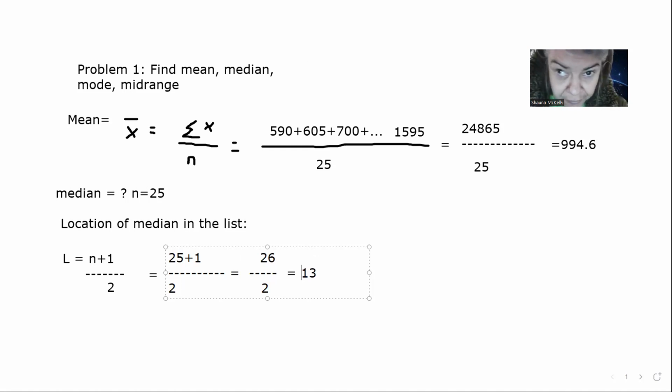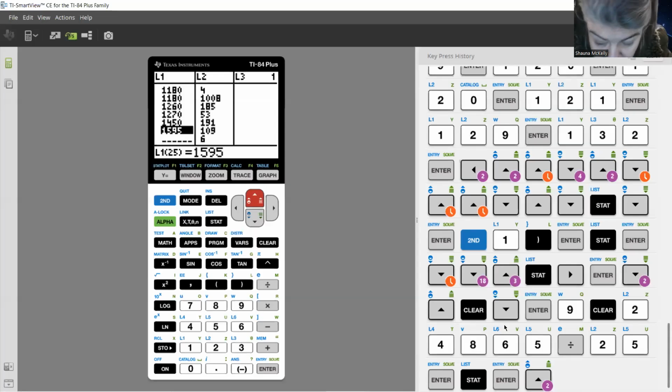That means that if I go back to the calculator here, I'm in the 13th position, okay? So if you go on your calculator and you see the counter moving in L1, find the number in the 13th position, it's 940. That's your median, okay? Your median is 940, okay?